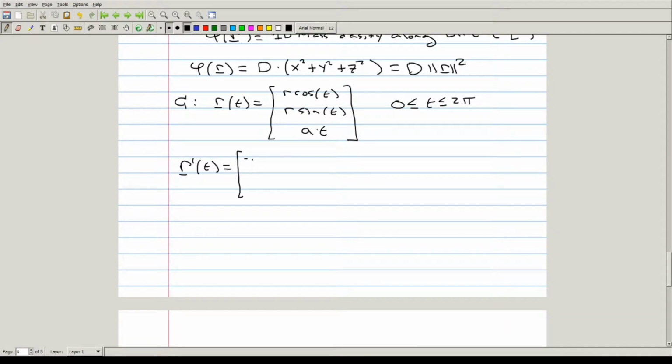That r prime of t is going to be negative r sine of t, r cosine of t, and the third component is just a. It's the derivative. And so the magnitude of r prime of t becomes the square root of this squared plus this squared plus this squared. I'll let you go through the simplification again if you don't remember, but this ends up simplifying to just the square root of r squared plus a squared. It's very nice because this is constant.